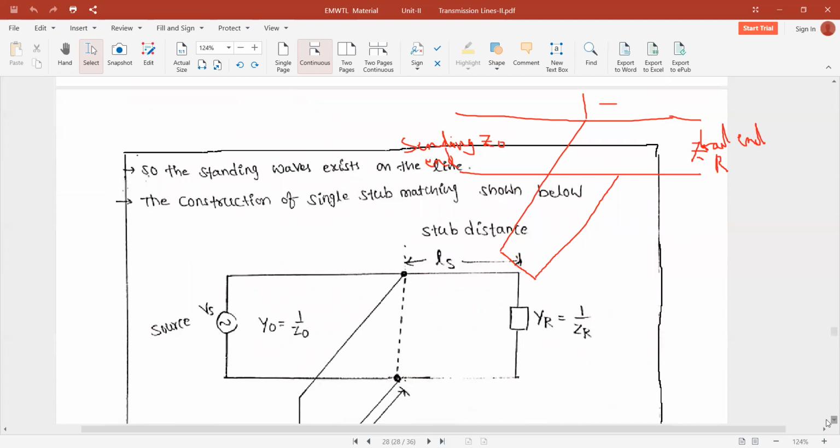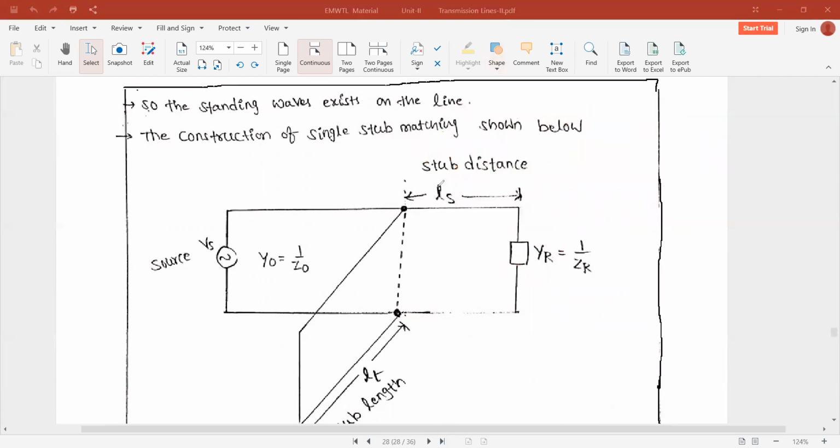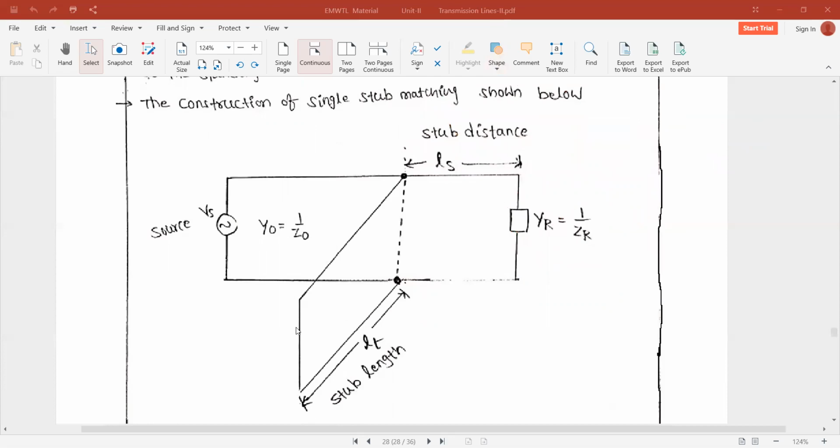The construction of the single stub matching is shown below. The stub distance, the stub length and the load end, YR equal to 1 by ZR, and the source or sending end Y naught equal to 1 by Z naught. You can place the single stub in parallel at a distance of LS from the load end.